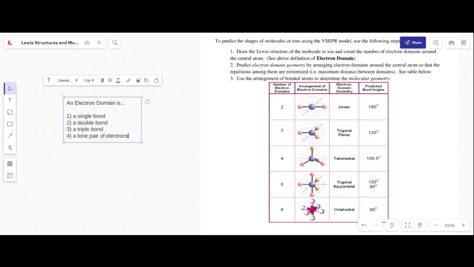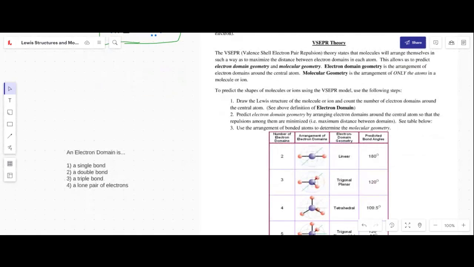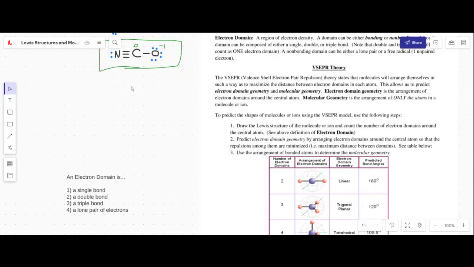A single bond is only one electron domain, a double bond is only one electron domain, and a triple bond is only one electron domain. An electron domain is a region of electron density. A double bond is only one domain because the electrons are in the same region. They're in the same area. So the 4 electrons in a double bond are in the same area, so it's only one electron domain.